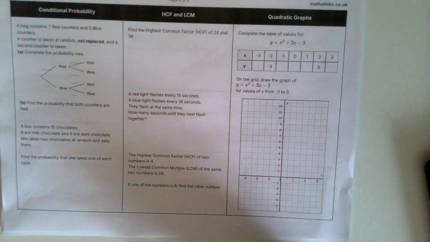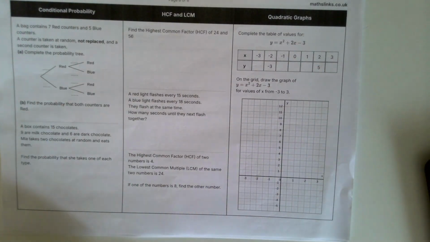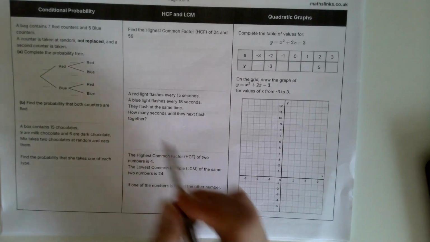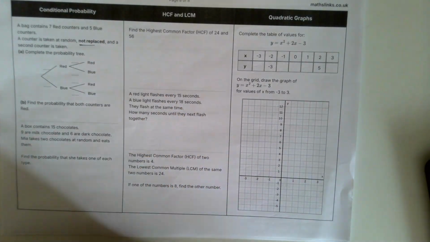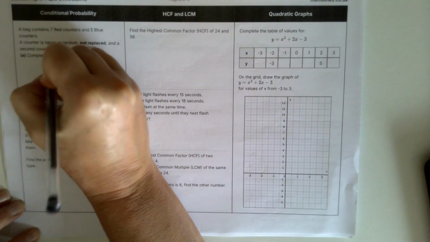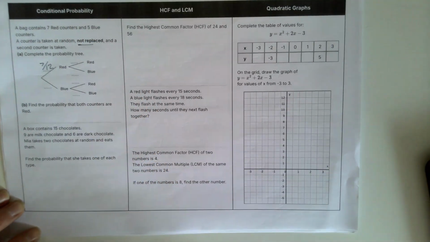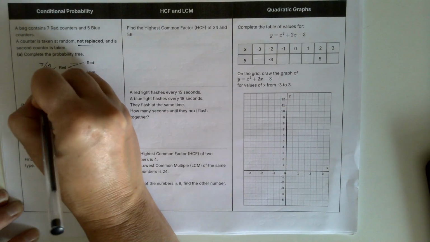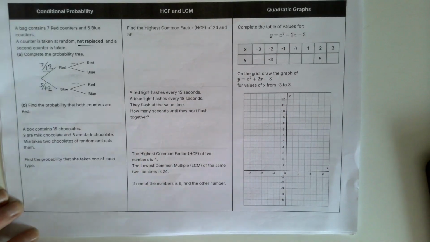Okay, probability tree diagrams. Give this a quick read and then we'll go through it. So 7 red, 5 blue counters, 1 is taken, not replaced. So you've got 7 reds out of 12, 7 reds out of 12 counters altogether. And then you've got 5 blue out of 12.